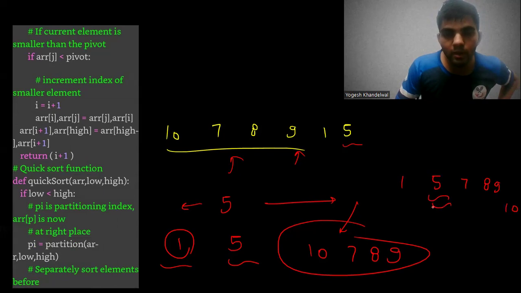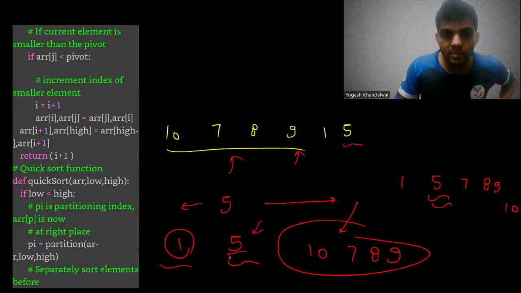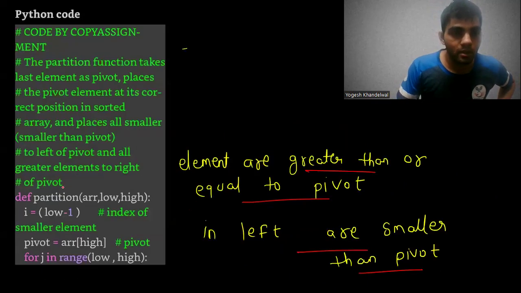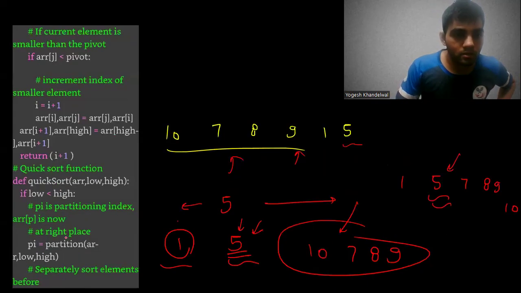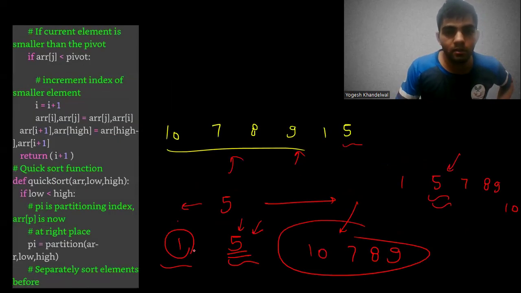So by choosing one pivot element, with all the elements on the left small and on the right big, we are correctly finding its index. Like 5, its index is 1 here, and after complete sorting it is also 1. Then we recursively call the quicksort function we have defined. This quicksort function will repeatedly work on this part and this part until our complete array is sorted.